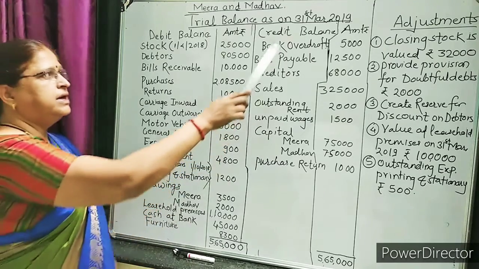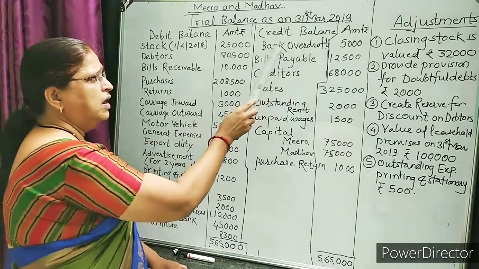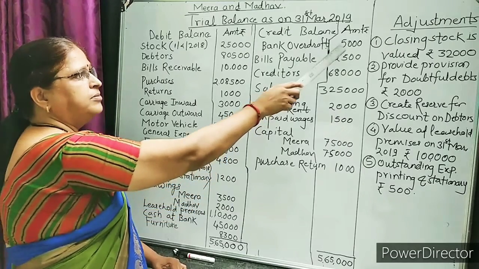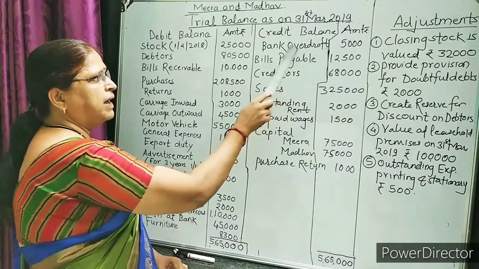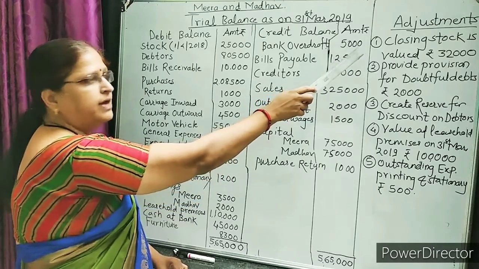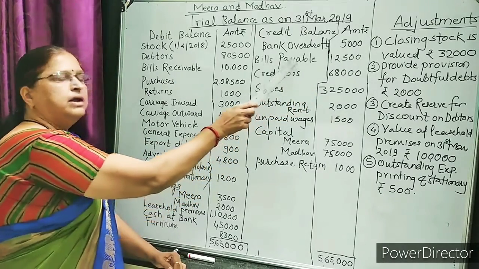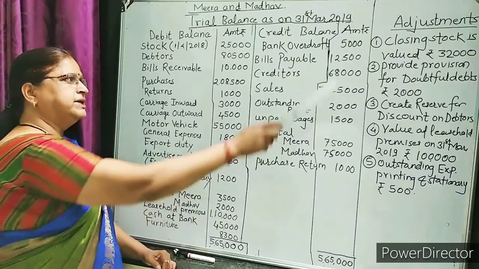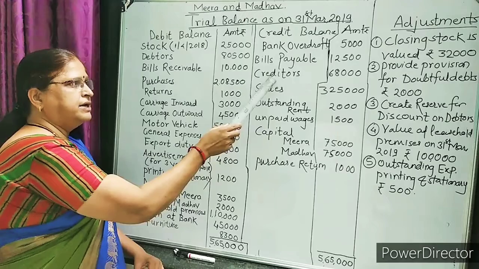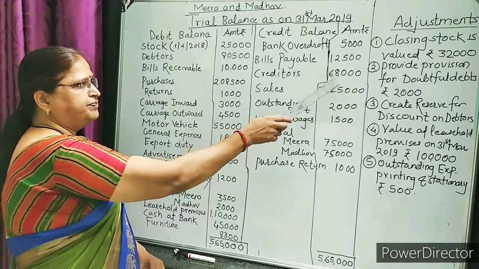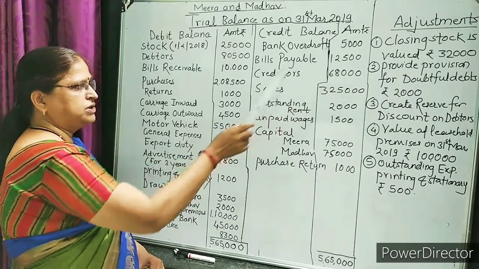Now we will see the credit balances. Bank overdraft, it is the liability of the business. We have to take to the balance sheet liability side bank overdraft and amount is 5,000. Bills payable, again it is a liability of business. Amount is 12,500. Creditors, again liability, is 68,000.